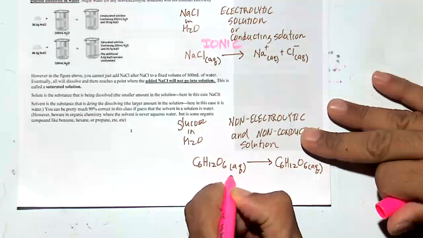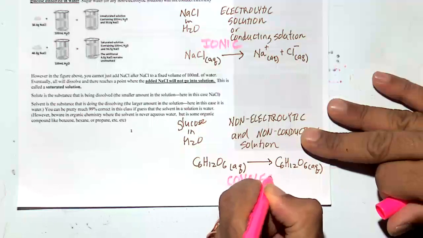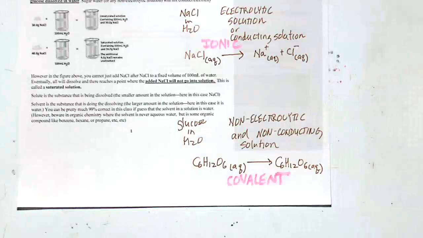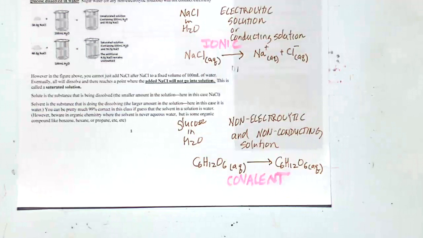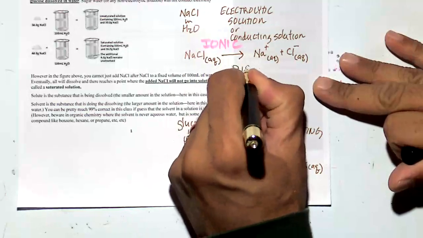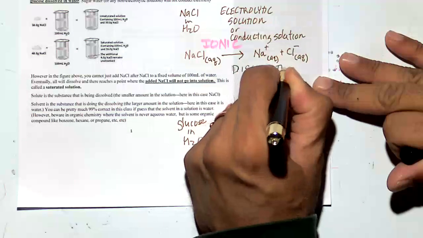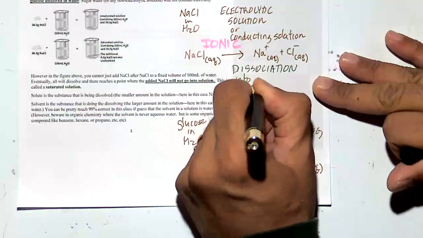So this is what we would expect for something that's covalent. Nothing, it just dissolves. For something that's ionic, the water has this strange capability to dissociate or solvate. So it's actually dissociation into its component ions.